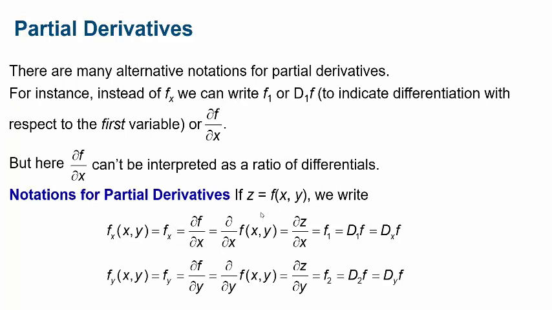All right, so there are many alternative notations for this partial derivative. For instance, instead of the partial derivative of f with respect to x, we can write f1 or capital D1 f. This means differentiate with respect to the first variable. Or this is the most common notation that we'll use: the partial derivative of f with respect to the x variable. It's really important here that these partial derivatives cannot be interpreted as the ratio of differentials. That's not what we're seeing here.